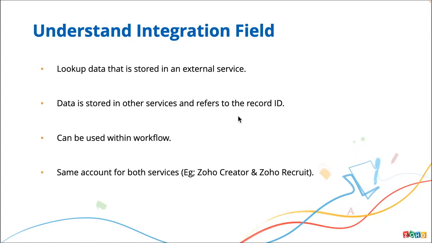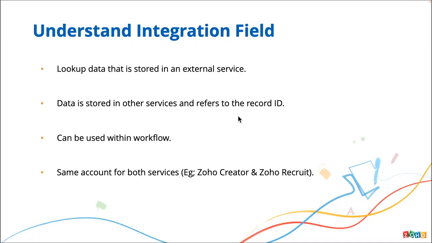Now, just to understand a bit further about the integration field, we are looking up data stored in an external service, and the data is stored in that external service. When you use it, it refers to the record ID of the record that is available in the other service. Record ID is the 19-digit ID, which is unique across all the Zoho products, like Zoho applications. Now this integration field can also be used within workflows.